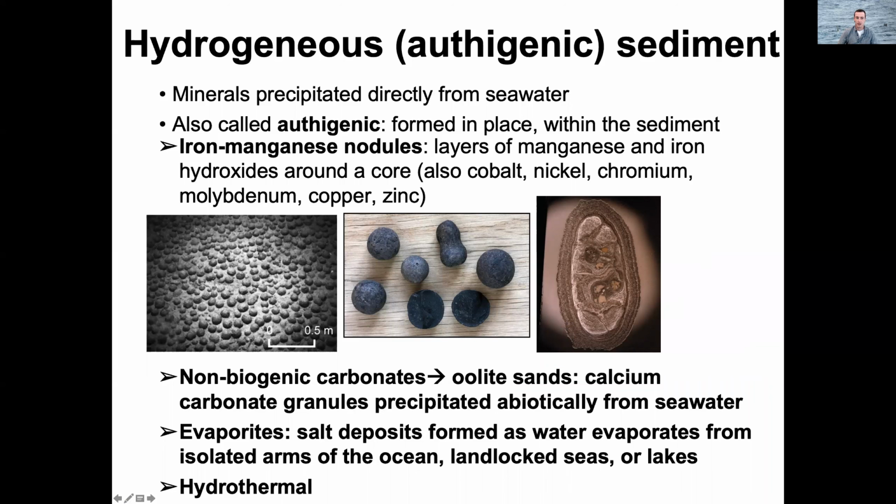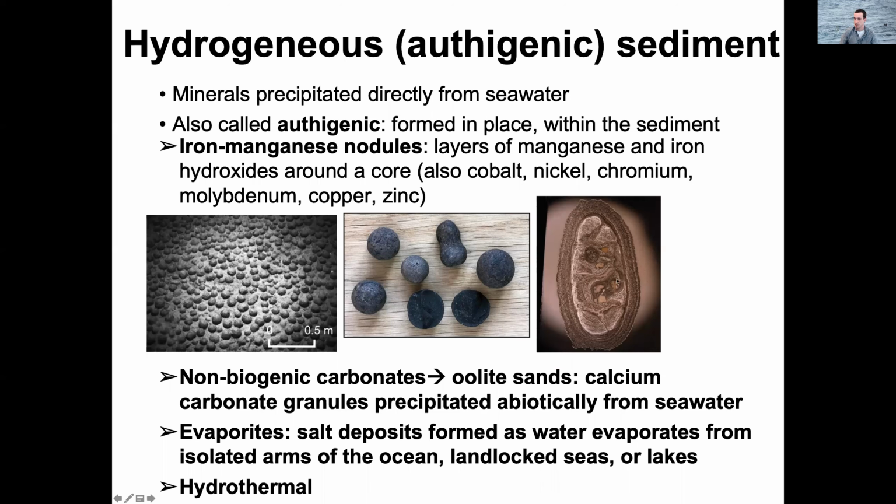Now, another type of sediment are hydrogenous sediments. These are, as we discussed, not one of the dominant types of sediments, but they can be quite important. And these are minerals that precipitate directly from seawater. So we also call them autogenic, meaning they form in place. And one of the main types of these are iron manganese nodules. These are layers of manganese and iron hydroxides that form around a core. They also have other heavy metals and precious metals.